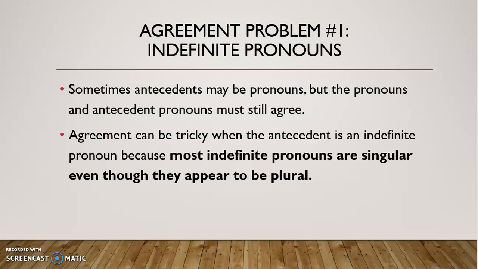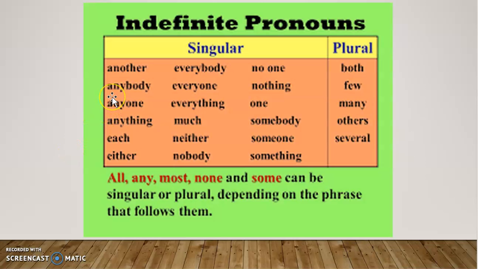Pronoun agreement problem number 1 has to do with indefinite pronouns. Sometimes antecedents may be pronouns, but the pronouns and antecedent pronouns must still agree. Agreement can be tricky when the antecedent is an indefinite pronoun because most indefinite pronouns are singular, even though they appear to be plural. Let's take a look at what some of those singular indefinite pronouns look like. So here's a list.